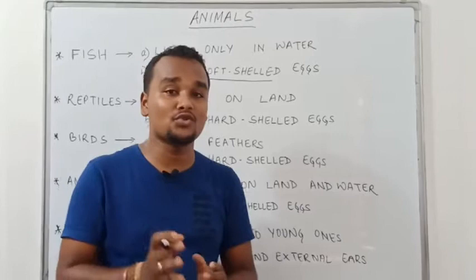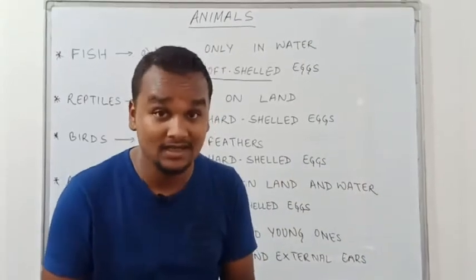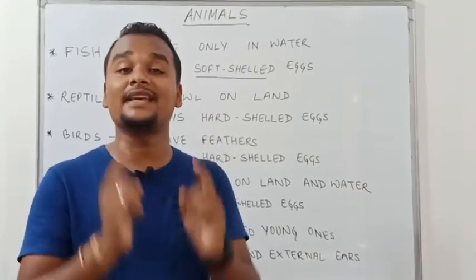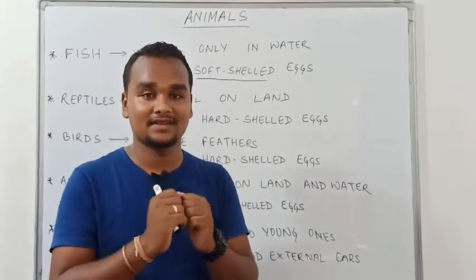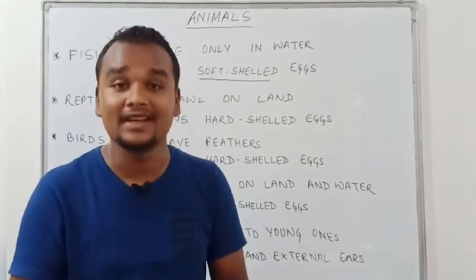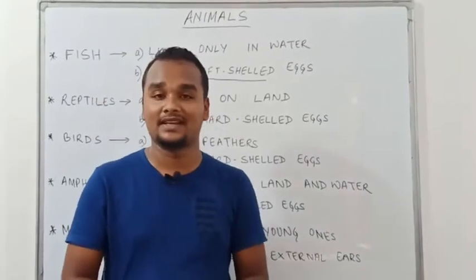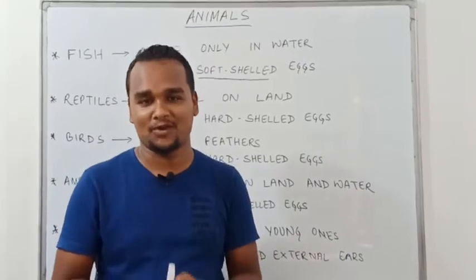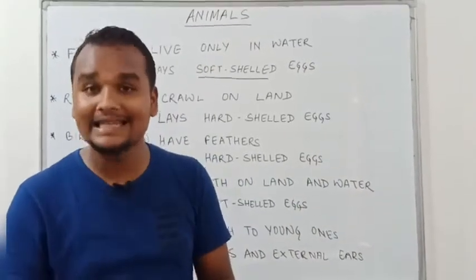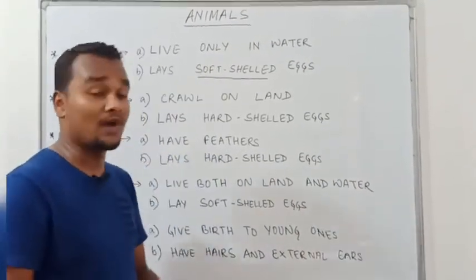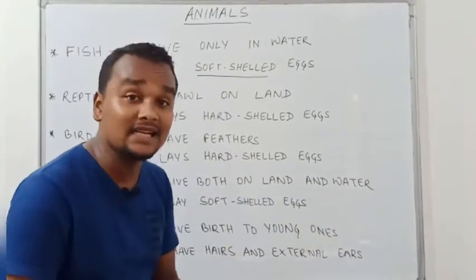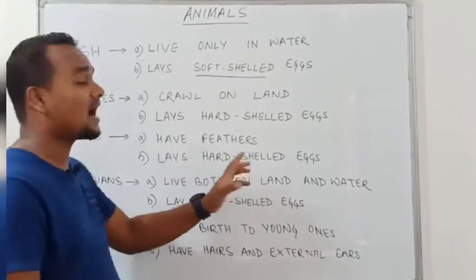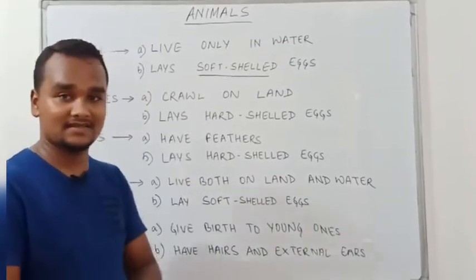Now for some of you, those who have not seen the eggs of a bird, be clear that each and every one of you has seen a bird's egg. The egg which you are consuming is also coming from a bird only. A hen, a duck, they are also birds only. I hope every one of you has seen the bird's egg, right? So what is the characteristic of that bird's egg? It is hard. Okay, so birds lay hard-shelled eggs.